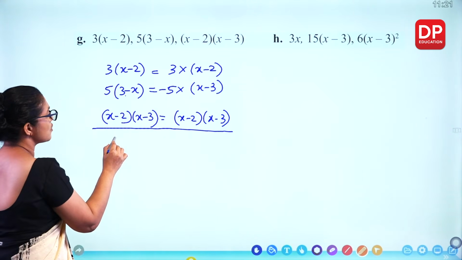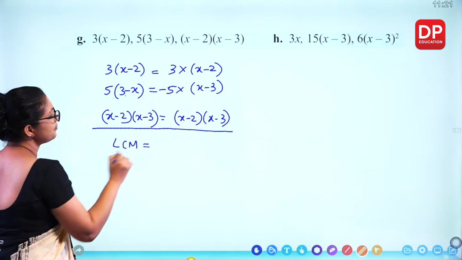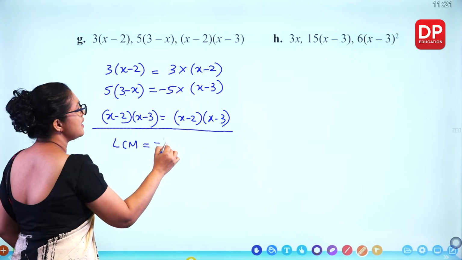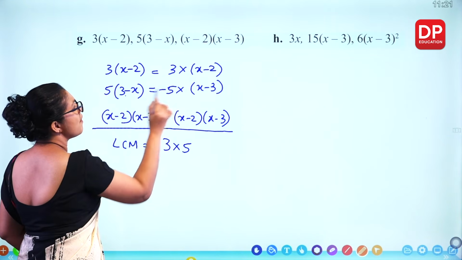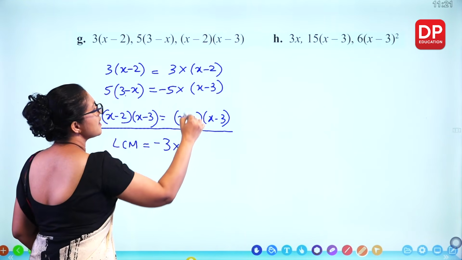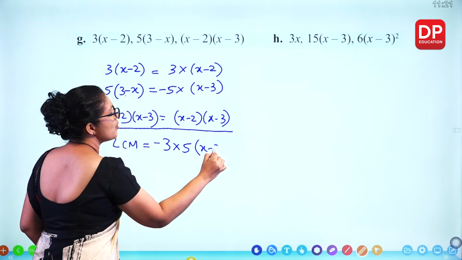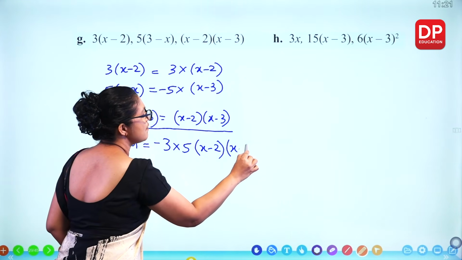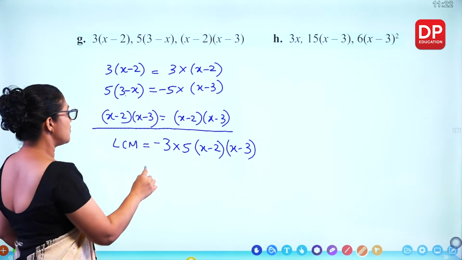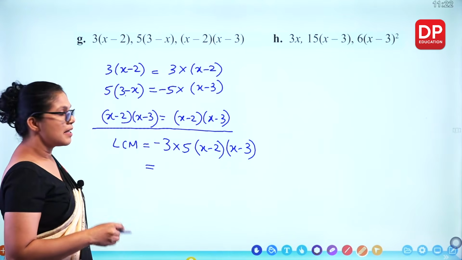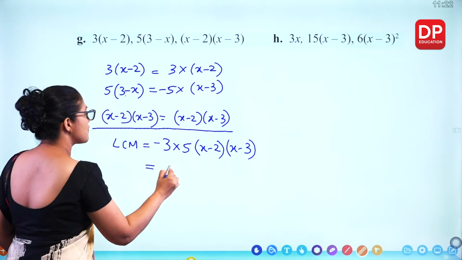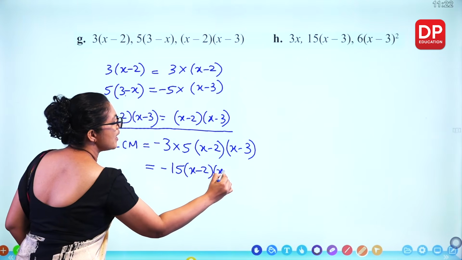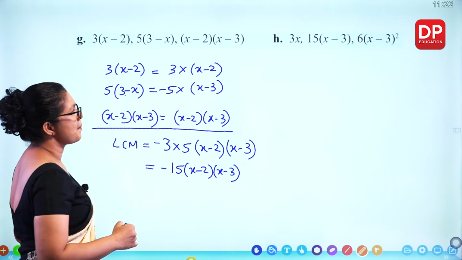So what's the lowest common multiple? Minus sign is there. 1, 3, another 5. And when you take x minus 2, you get ones and you get x minus 3 ones. So what's the lowest common multiple of this? Minus 3 times 5, minus 15, x minus 2, x minus 3.